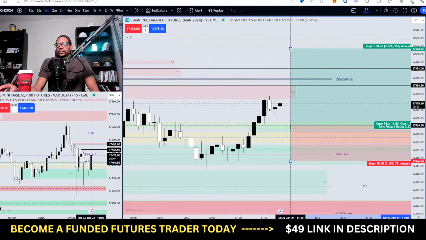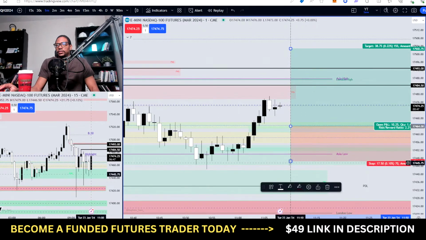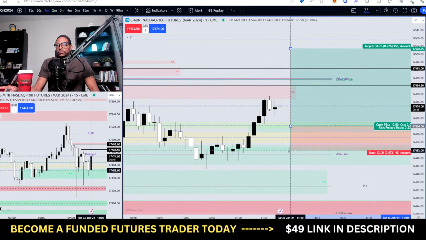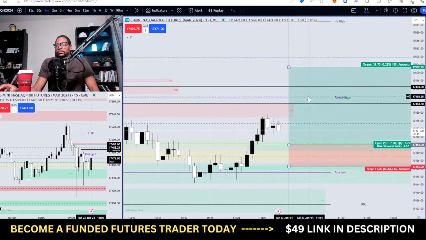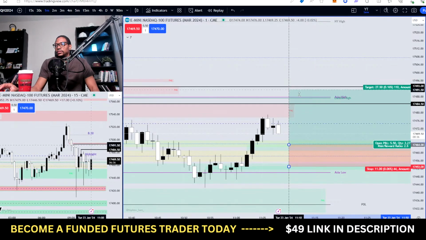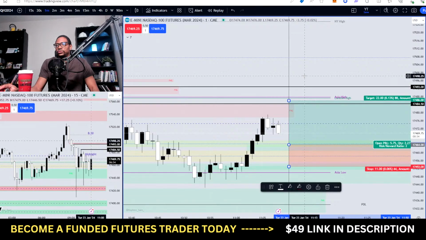See if we can't refine this down to the 1 minute, because that was a 5-minute entry. Okay. So now we're down to an 11-point stop loss. So a 1 to 2 trade would end here.